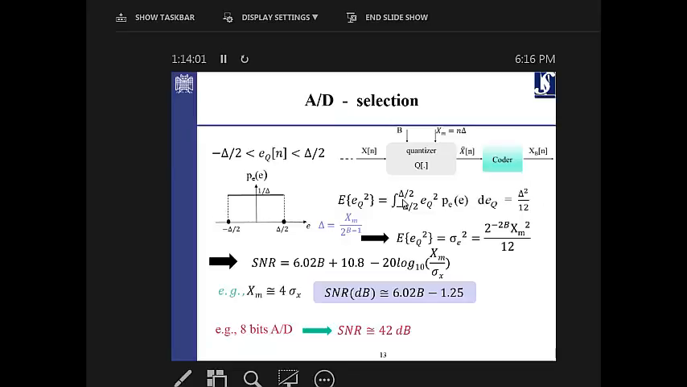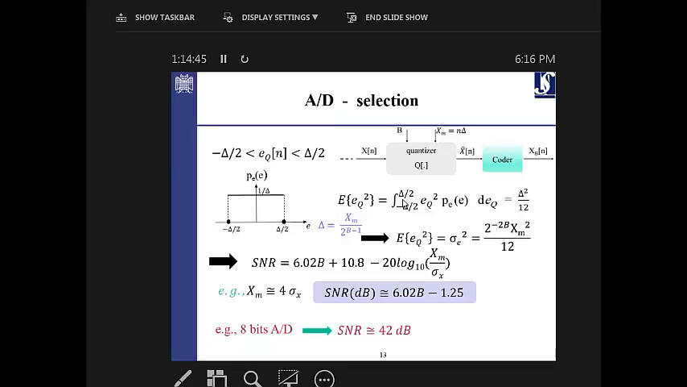So, based on that, if you assume, for example, that the dynamic range is 4 times the standard deviation of the signal, and you put it there, based on the SNR, then you will see that the SNR is simplified to almost 6 times the number of bits minus 1.25. What does it mean? It means that with an 8-bit A to D, you can get an SNR level for the quantization of 42 decibels. It's the upper limit of quality of the signal that you can get.